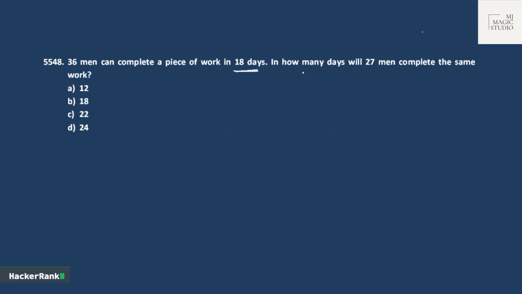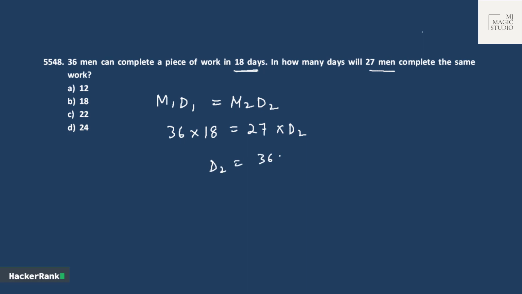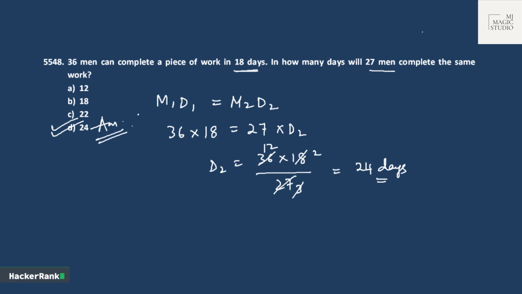"36 men can complete a piece of work in 18 days. In how many days will 27 men complete the same work?" We know the drill of masala. M1 D1 equals M2 D2. Masala formula, rule 8. 36 men complete in 18 days, 27 men will complete in D2 days. D2 equals 36 into 18 by 27. 9 3s are 27, 9 2s are 18, 3 12s are 36. 24 days. Option D is the pick.